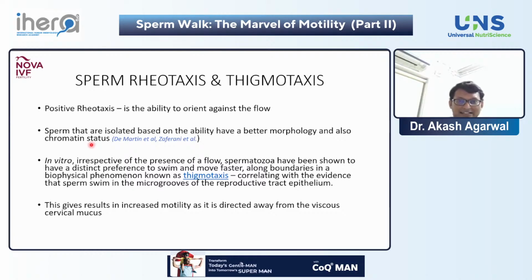Other than this, there's something called thigmotaxis. Thigmotaxis is a bit related to rheotaxis: sperms tend to search corners. Good sperms tend to search corners, and they are much more motile and rapidly motile when they are going along the corners. So this is already demonstrated.